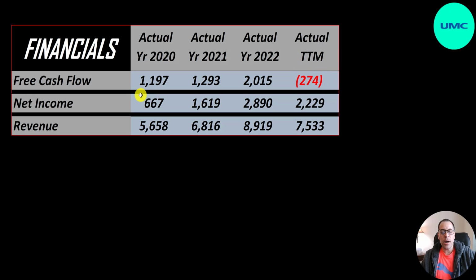Net income is the profit or loss on the income statement. It's revenue minus expenses. That went from 700 million up 300% to 2.9 billion. Then it's down to 2.2 billion in the trailing 12 months. But you could see they had negative free cash flow, but a big profit. So they're investing a lot back into their business through CapEx. Revenue is the sales for the company, and that grew a lot from 2020 to 2022, almost 9 billion. Then it dropped in the trailing 12 months to 7.5 billion.